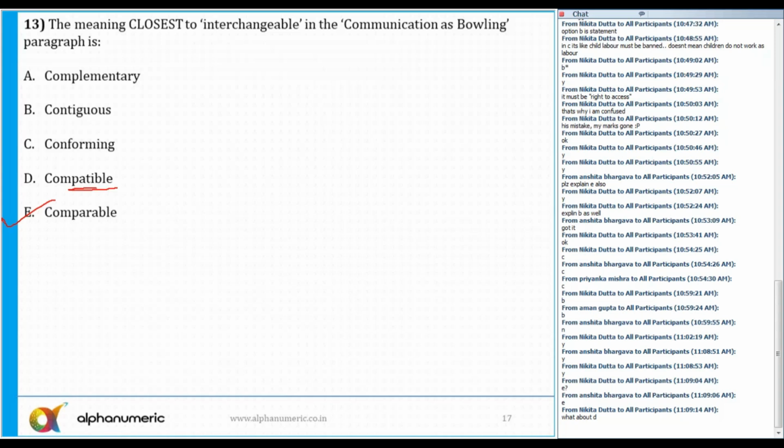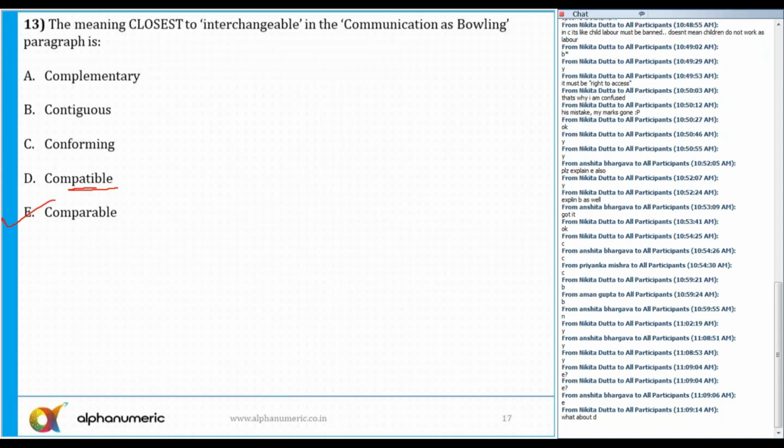Compatible means that they go along, get along. Compatible means that they get along. It is not so much about getting along. They have to be the same. Getting along and being the same, they are two different things. Is it clear? Should I move to 14?